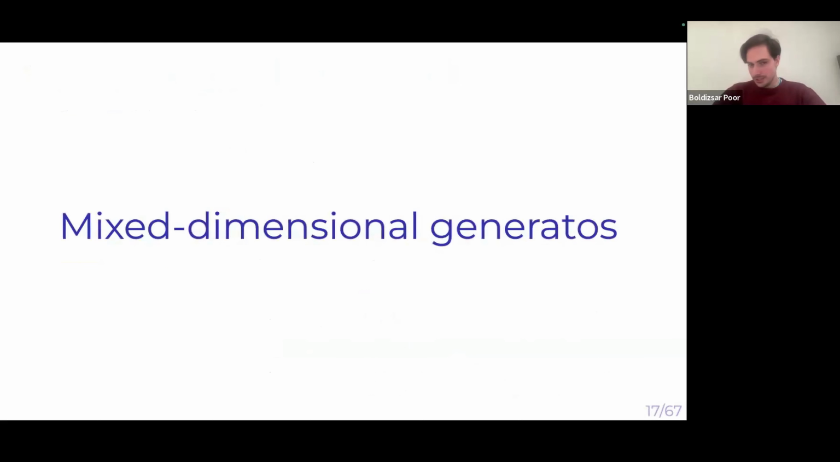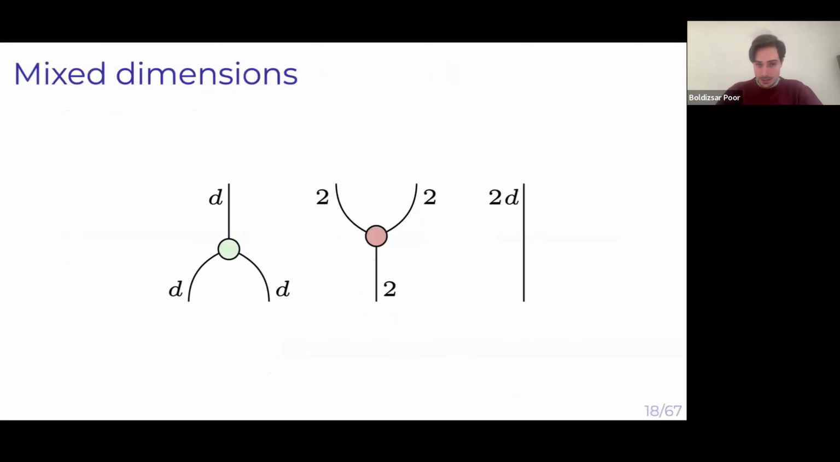So these were the qudit generators. If someone has read our previous paper, then they might be familiar with these. And the new things are mixed dimensional generators. But first, something we have to establish is that now we have mixed dimensions. So we will have to label each wire with its corresponding dimension. For example, here, this Z spider is a qudit Z spider, so we label it with d. This X spider is a 2-dimensional X spider, so we label it with 2. And then we can also put like 2d or whatever we feel like.